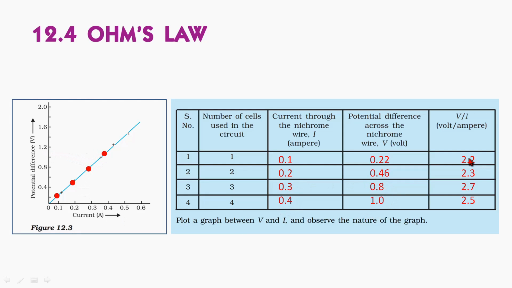If we see the ratio of the potential difference across the nichrome wire and the current passing through it, no matter how much we increase the current by increasing the number of batteries, the ratio of potential difference and the current flowing was almost the same. It was of the order of 2.3, 2.4. So this is the basic of Ohm's law.